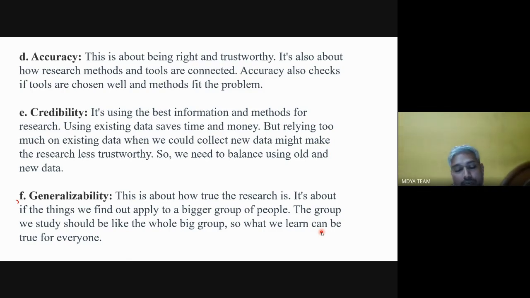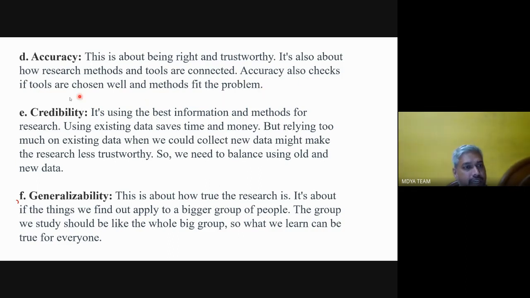Right? So now the fourth characteristic of research is accuracy. What does accuracy say? This is about being right and trustworthy. It's also about how research methods and tools are connected. Whatever methods and tools you used in your research, they should be connected, then it is right and trustworthy, because it will give a right result or conclusion.